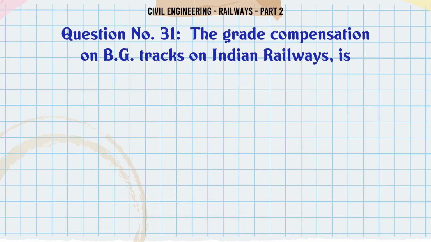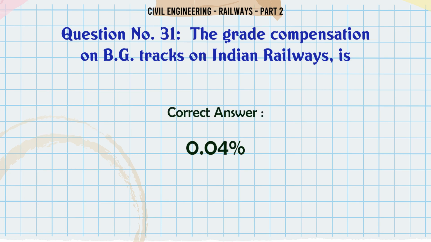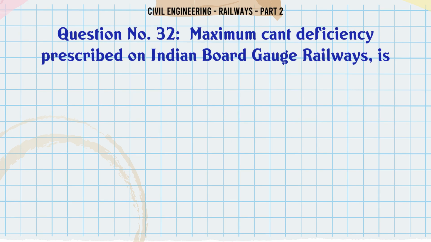The grade compensation on BG tracks on Indian Railways is A. 0.02, B. 0.03, C. 0.04, D. 0.05. The correct answer is 0.04.